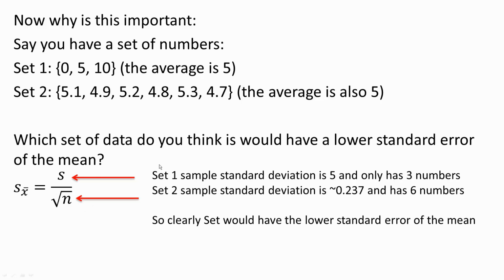So in our example, for set 1, the sample standard deviation is 5 and it only has 3 numbers. However, if you were to calculate the sample standard deviation for set 2, it would be 0.237 and it has 6 numbers. So clearly set 2 would have the lower standard error of the mean.